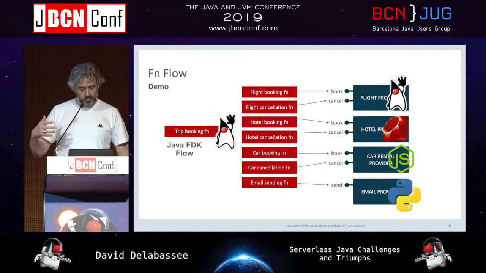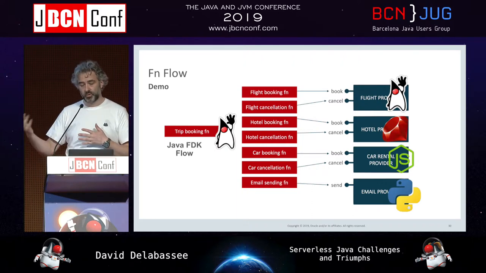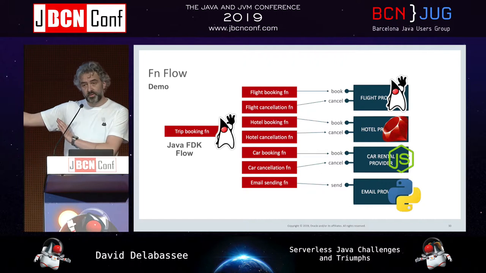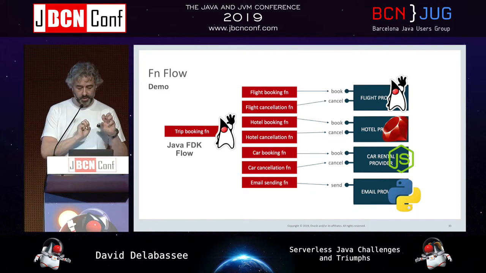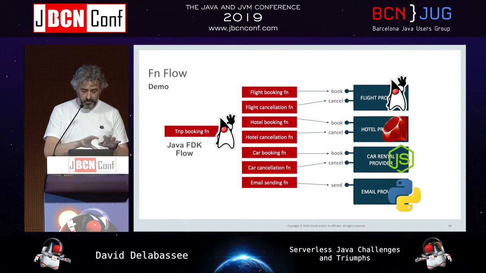So we're going to play with this trip booking function that is basically doing the function orchestration. So it doesn't matter that all the backend functions are written using a different language than Java. The only thing that we're looking at is the Java side of the trip booking function. So that's the Flow API.